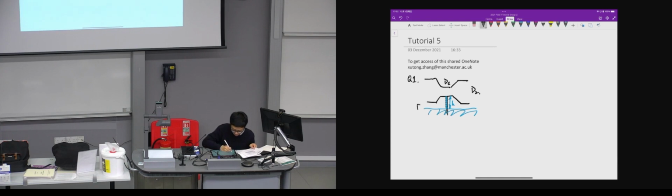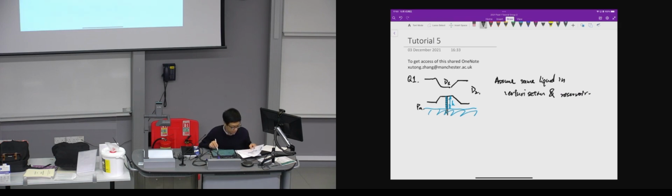Okay. So we also know PA, and one thing not mentioned in the problem is that we need to assume the same liquid in the Venturi section and the reservoir. Okay, so then we can solve the problem.